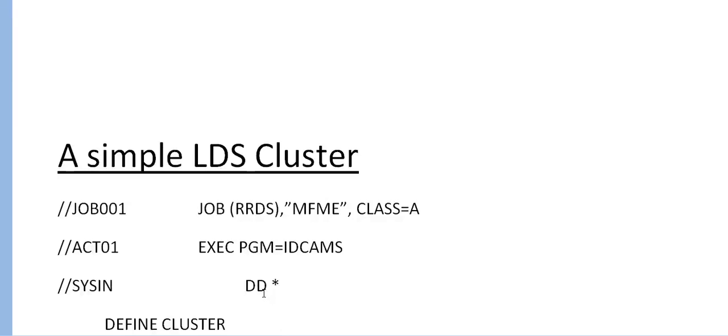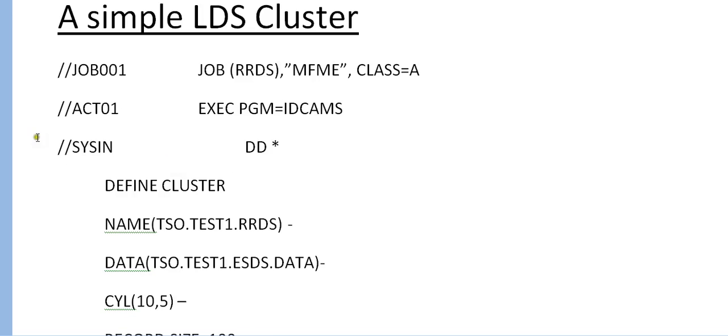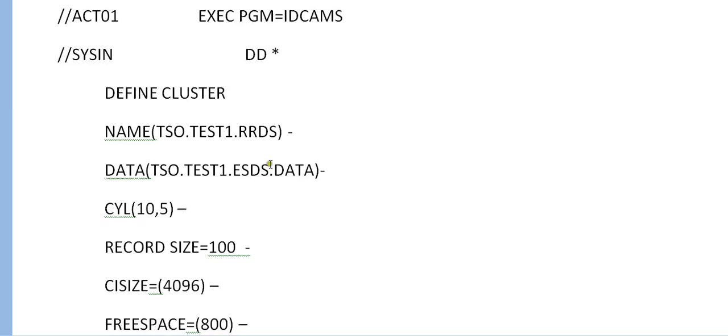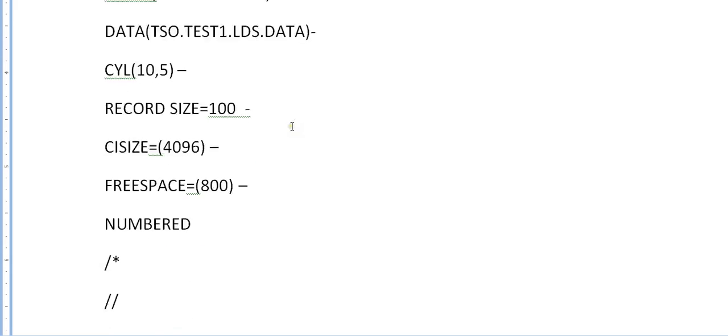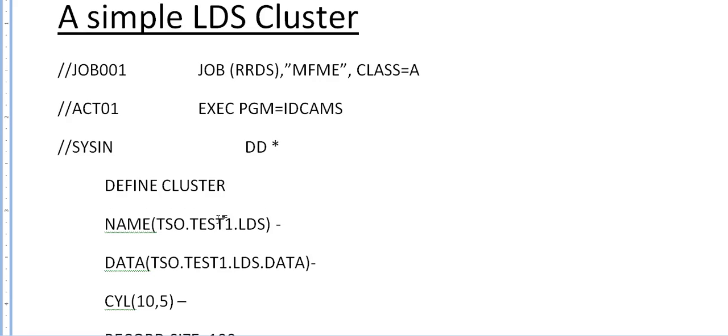Let us also see a simple LDS cluster. It also looks the same, I have to give it here as LDS, so that it can be understood well. So the data component is the same, and you should give it as numbered, right? Sorry, it should be LINEAR, since I just copied from there. So these are the different ways of creating a cluster, the four different kinds of cluster.